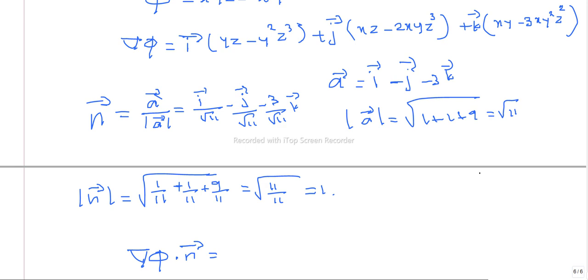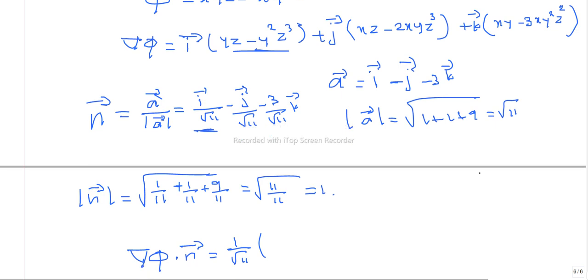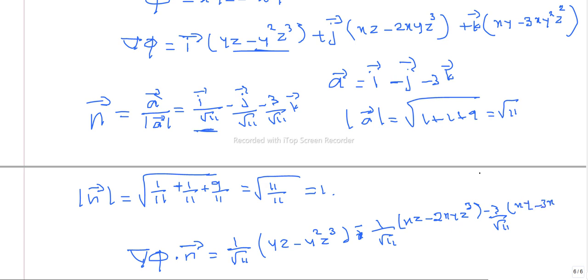So here the x value is 1 by root 11. Here the dot product is 1. Therefore, if you multiply these two, we will get 1 by square root of 11 times the first point, y is at y square, maybe I can write y is at minus y square is at cube plus again 1 by root 11, minus xyz minus 2xyz cube, again minus 3 by root 11 times xy minus 3xy square z square.